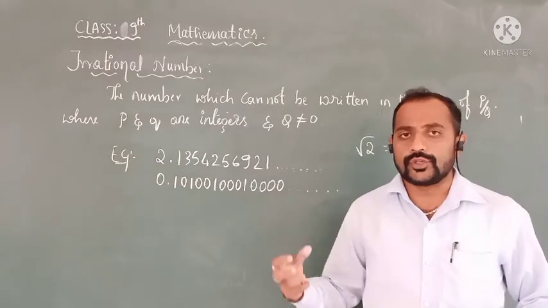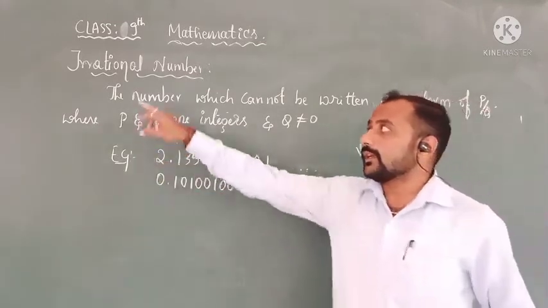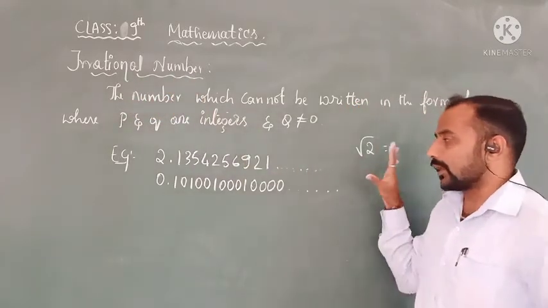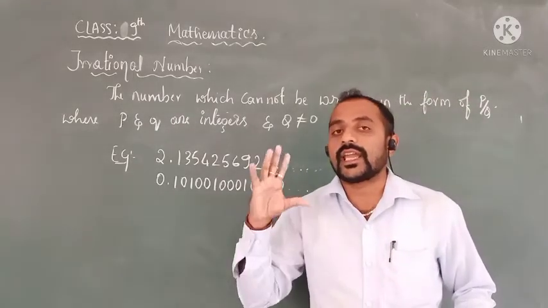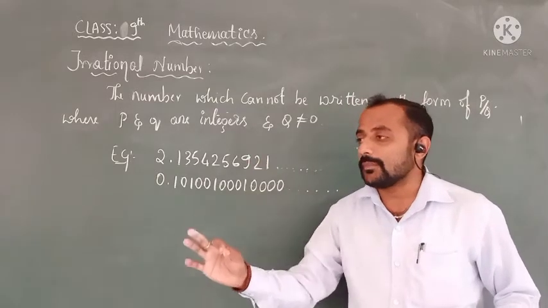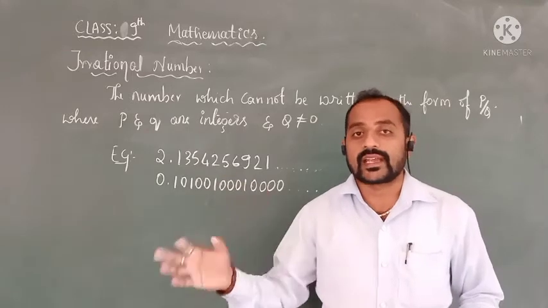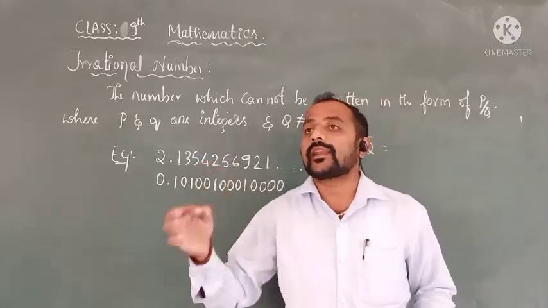So what are we going to call it? Very important, remember, we call it an irrational number. If I want to identify a number as irrational, the characteristics of an irrational number are two things. The number is non-terminating and non-recurring. The number is non-terminating and non-recurring.